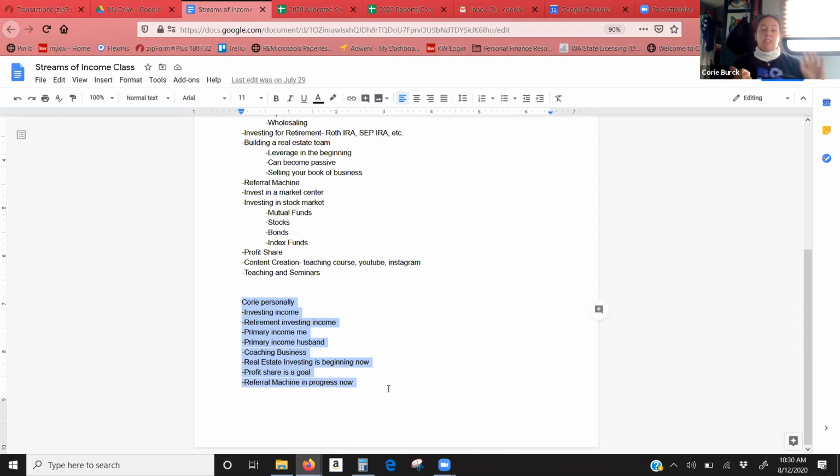Real estate investing, we're selling one investment property and buying another one now. Profit share is one I'm working on that I haven't really got going yet, but I'm actively working on it. And my referral machine is something I've gotten a little traction on, got a few deals out of it, but I would like to make it more consistent. If I could get 3 or 4 referrals a year that are a decent size, that would make a big impact in my finances. So those are ones I'm working on, just to give you guys some ideas.